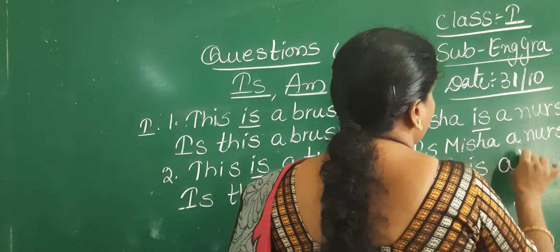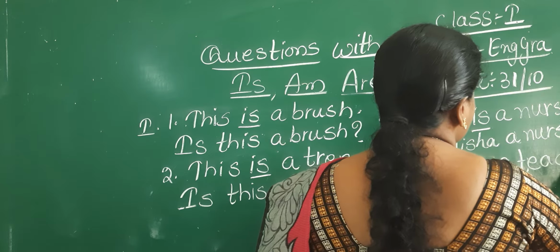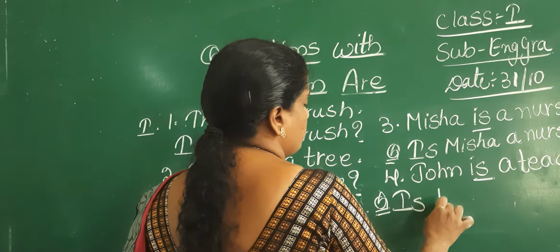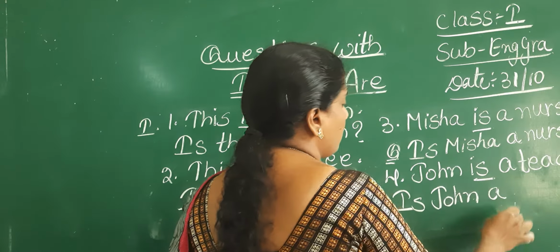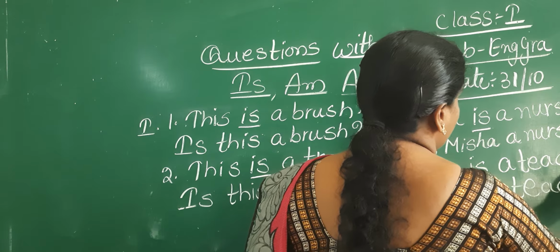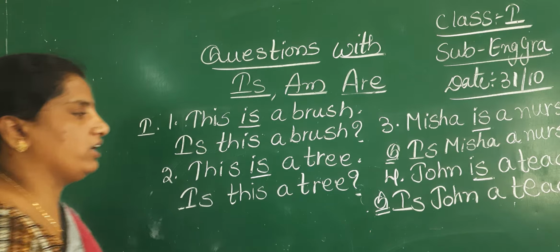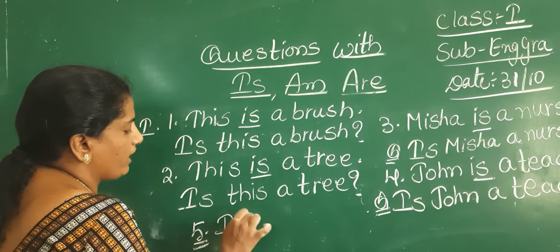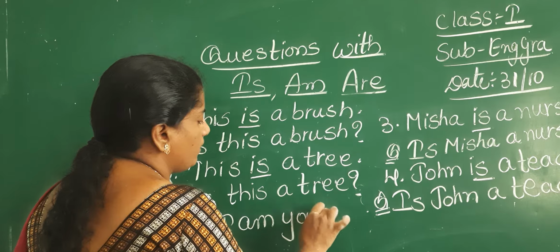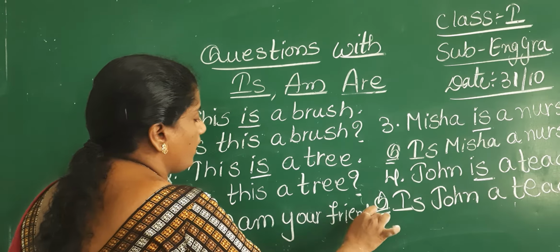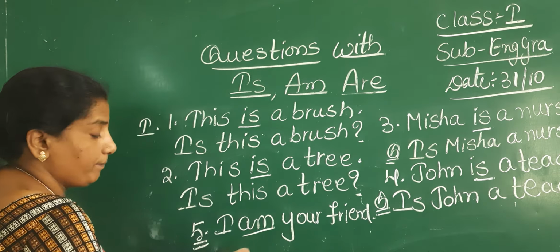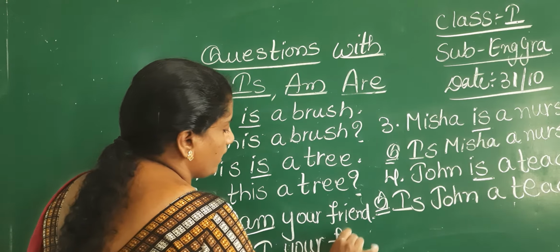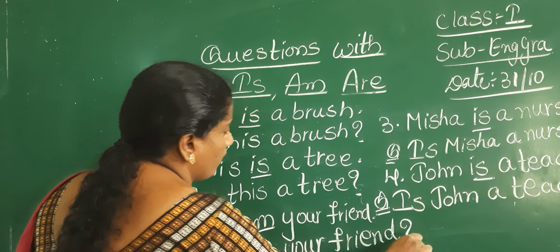John is a teacher. Here you have to start the question with is. Is John a teacher? Okay, coming to the fifth one, children, I am your friend. Here you have to underline am. Am I your friend? And you have to keep a question mark.